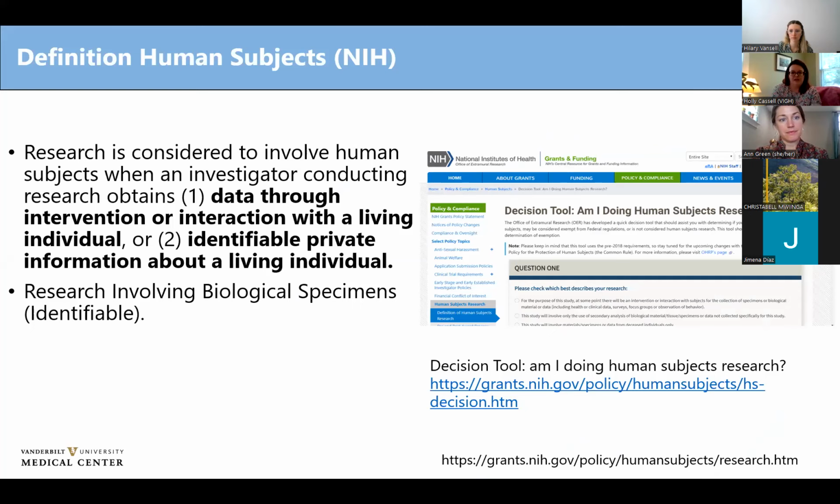So according to NIH, the NIH defines a human subject as a living individual about whom an investigator conducts research. Either the investigator obtains information or specimens through interaction with the individual, or they obtain identifiable data or biospecimens. So identifiable data could be name, date of birth, address, that kind of thing. If you can connect the data or the biospecimen to an identity of an individual, then it is considered NIH human subjects research. There's this handy decision tool.